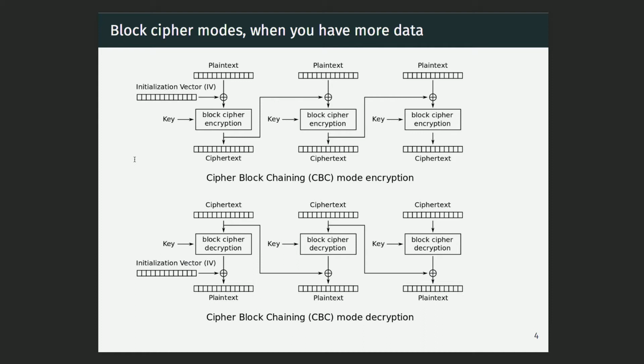Basically, the ciphertext you get from encrypting one block is XORed into the plaintext of the next block and then encrypted. Conversely, when you decrypt, after you have decrypted the block, you XOR it with the ciphertext of the previous block.